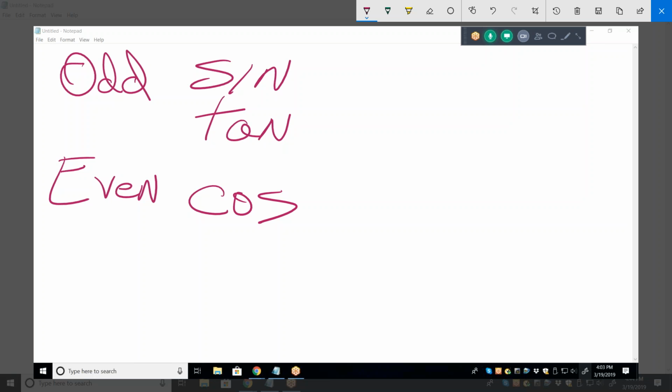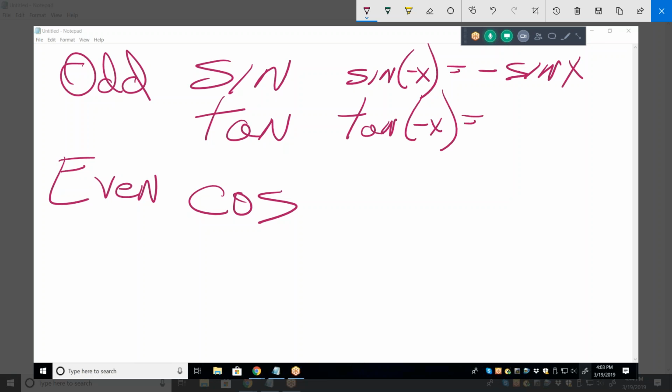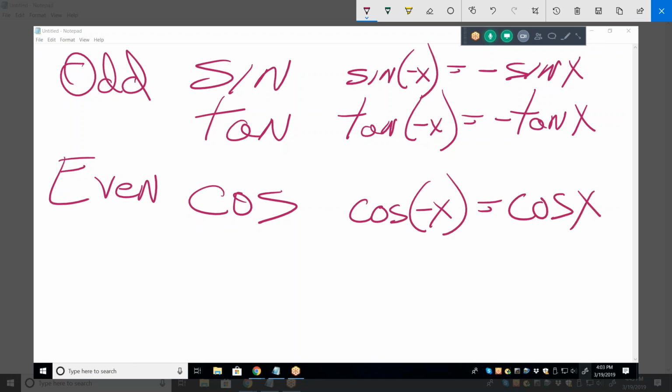Okay? And what this means is that the sine of minus x equals minus the sine of x. And the tangent of minus x equals minus the tangent of x. This property actually helps with a lot of trig problems. And I'll give you an example here in a second. But the cosine, because it's an even function, the cosine of minus x is just equal to the cosine of x.